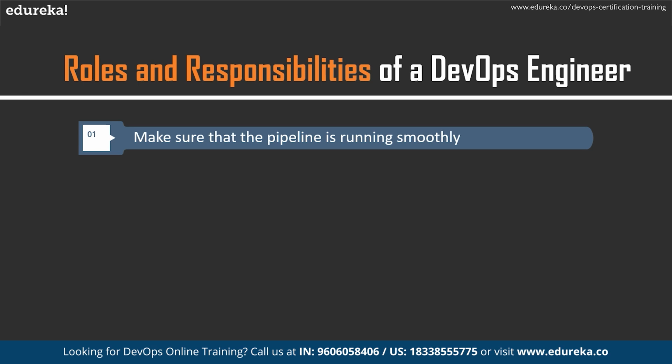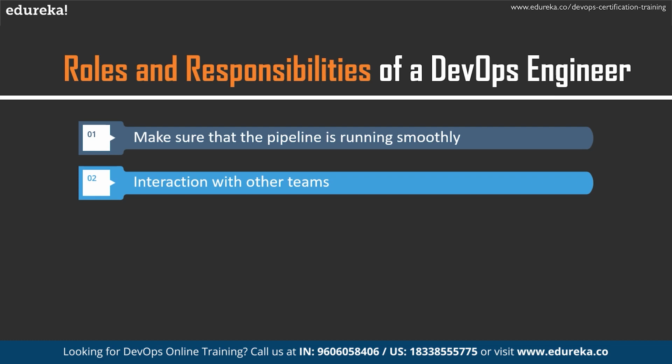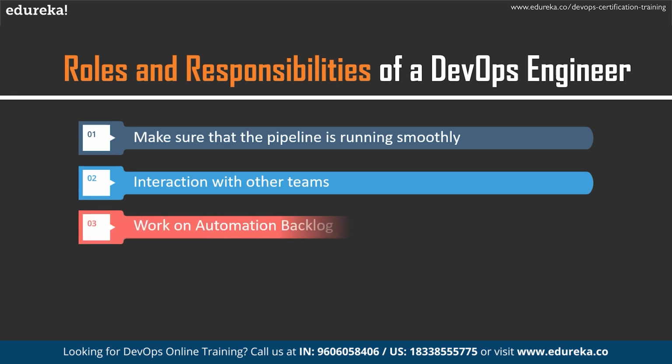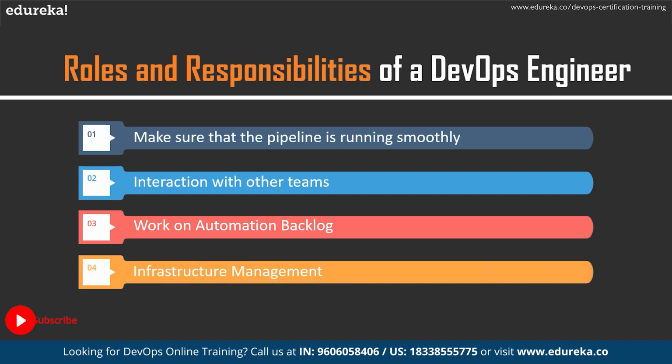The second point here is interaction with other teams. Coordination and collaboration is the key for DevOps to be successful, and hence daily interaction with the DevOps and QA teams, program management, IT, and other stakeholders is always required. The next point here is working on the automation backlog. Automation is the soul of DevOps, since a DevOps engineer needs to plan it out, and he spends a lot of time behind the keyboard working on automating stuff on a daily basis. Then the next point here is infrastructure management.